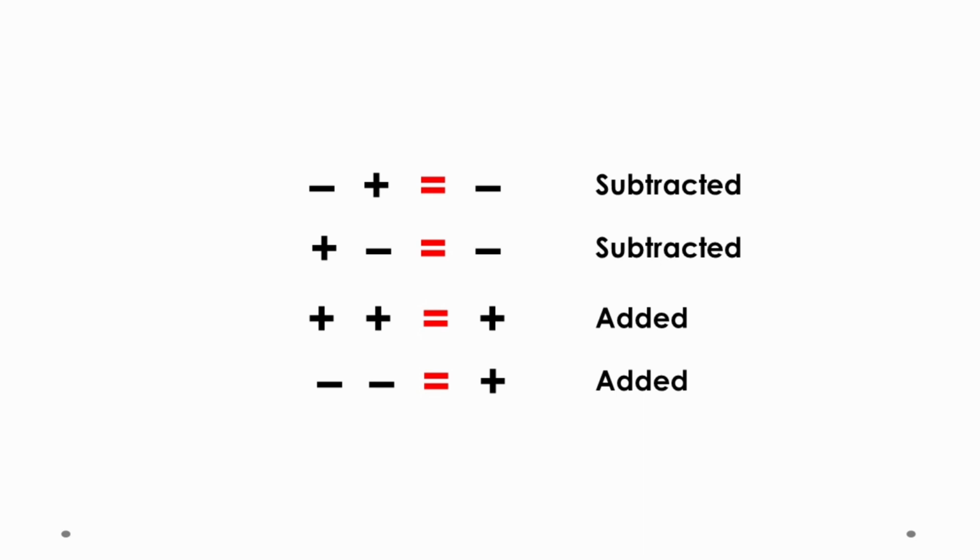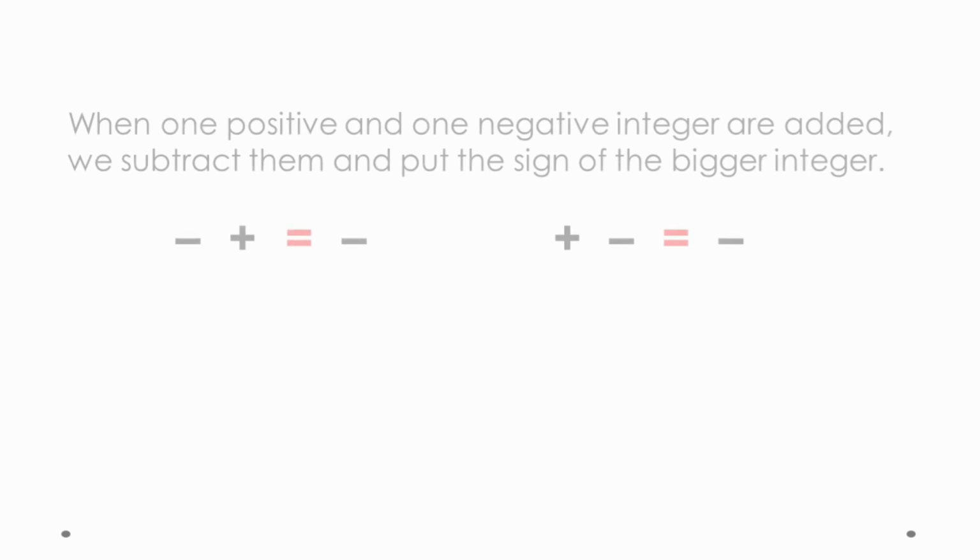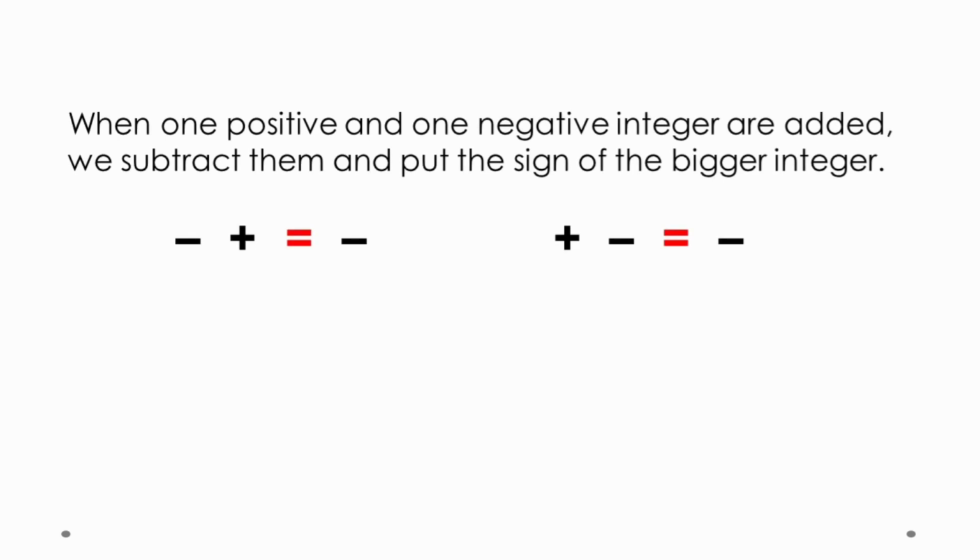Now the question arises, what will be the sign for the resultant integers? Particularly in case where two integers have the opposite signs. There is a simple rule for this. Whichever sign the greater number has will be attributed to the resultant integer. When one positive and one negative integer are added, we subtract them and put the sign of the bigger integer. As you can notice, in each of these cases, the final value has the sign of the bigger integer.